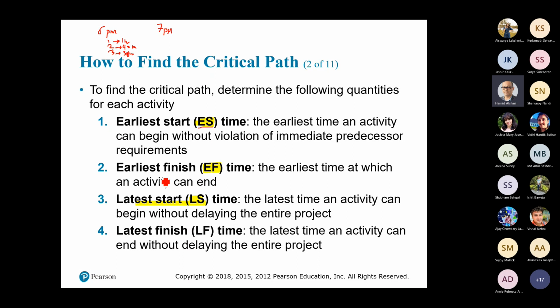Okay. What about the earliest finish? What is the earliest finish? The earliest time that you can finish the activity. Let's go for the first person. 7 p.m. Perfect. What is the earliest finish for the second person? 6:45. What is the earliest finish for the third person? 6:30. Perfect. And let's go for the third one, which is the latest start.